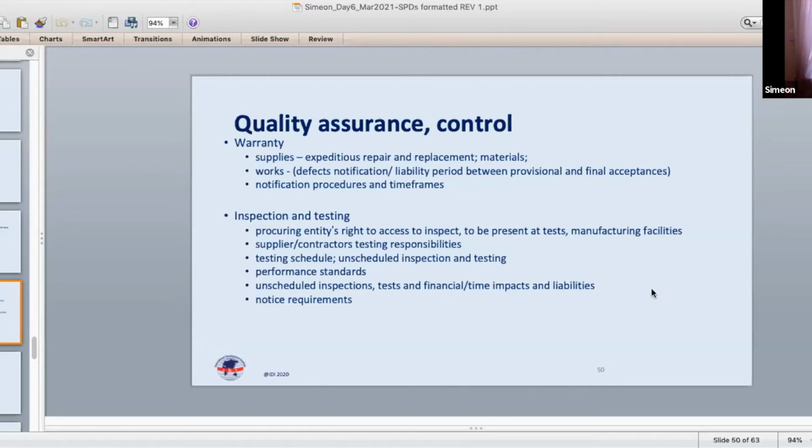And that type of additional inspection and testing raises the question of who pays for it. Who pays for that additional testing, and what are the implications in terms of time for performance if that sort of unscheduled testing may be disruptive and necessitate the need for additional time?